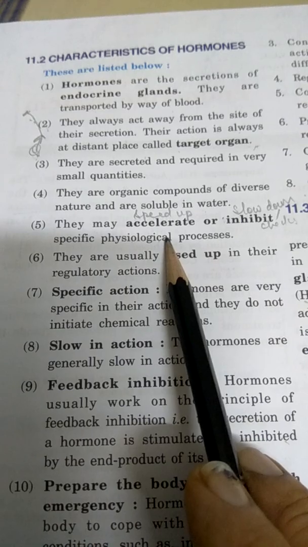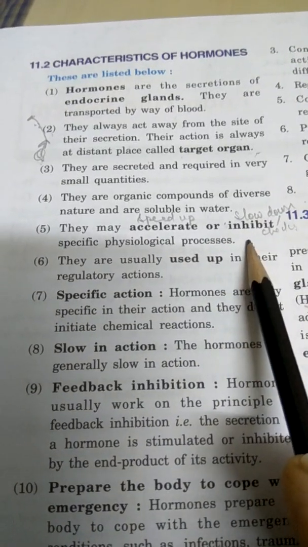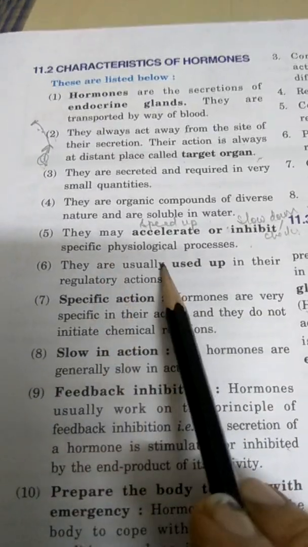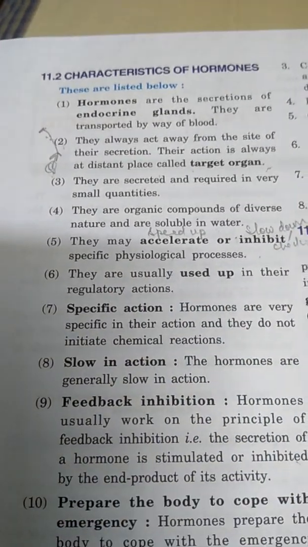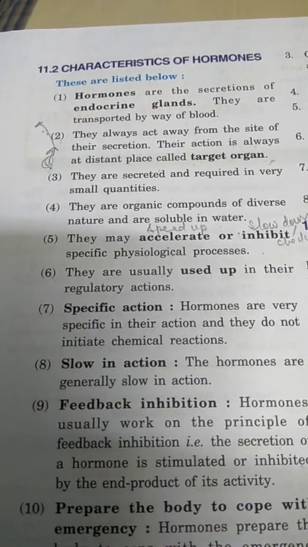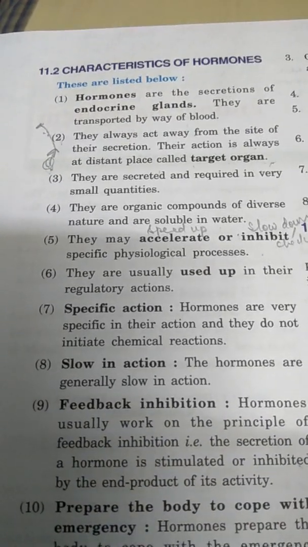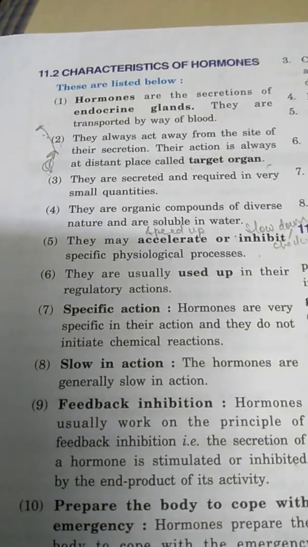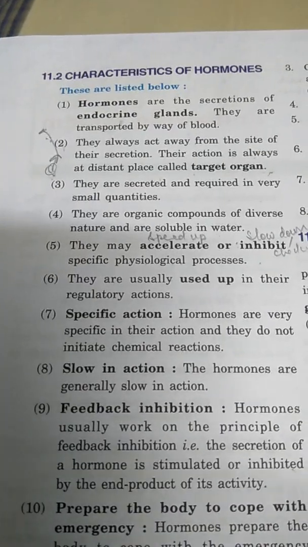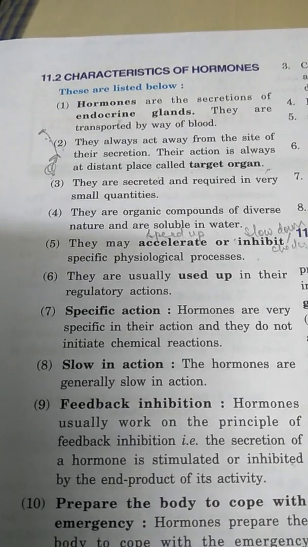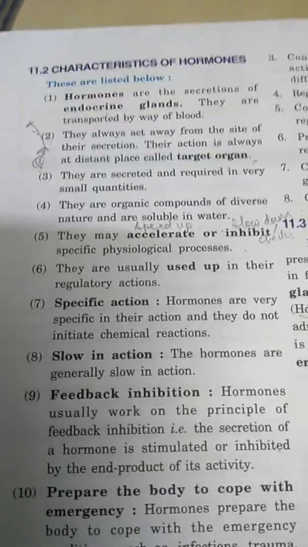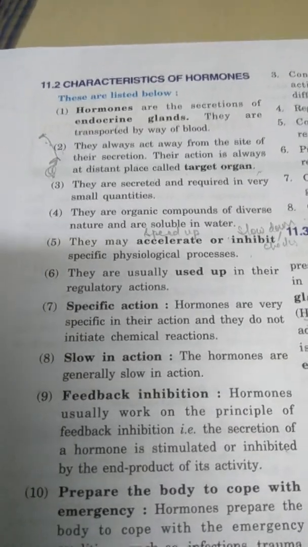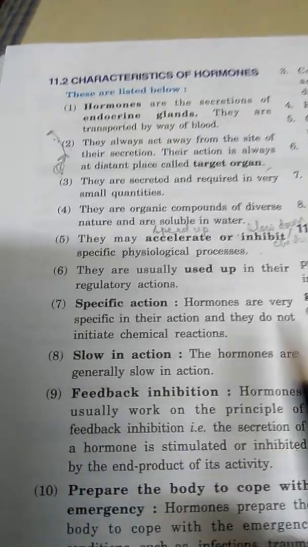These hormones may accelerate, or inhibit, which means they slow down. They can slow down a specific physiological process, that is, a particular functional activity. If that organ is carrying out the function slowly, then the hormone will accelerate it. If the functional activity of that particular organ is very fast, then to slow it down, the hormones will be there to control it. So they regulate the functional activities of our body.